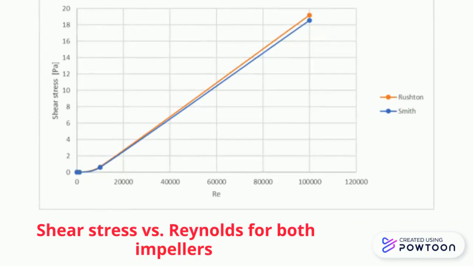For both impellers, we see the same behavior. As the Reynolds number increases, the shear rate increases. However, the Rushton impeller is a little bit higher. This is due to the geometry it has, because having straight blades increases the shear stress.